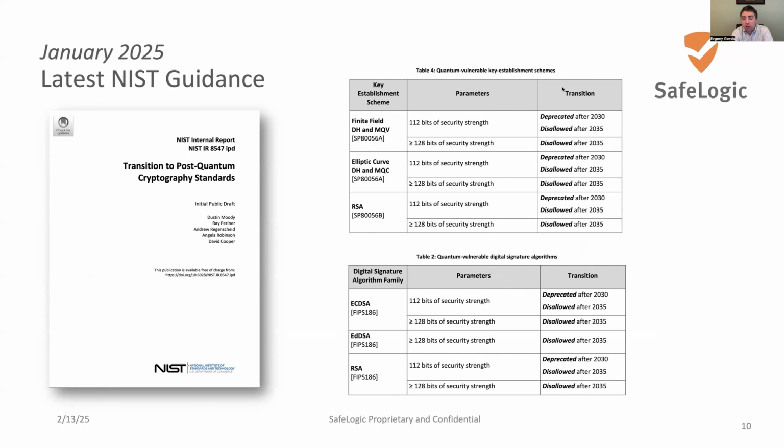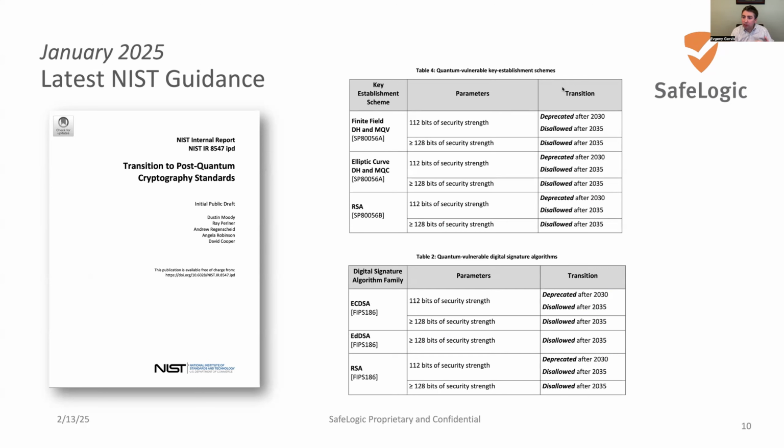NIST also recently, just in January, published some guidance. After they published the standards in August of last year, in January of this year they published essentially a roadmap of when they plan to start deprecating classical asymmetric schemes. That means, again, RSA, elliptic curves, Diffie-Hellman, stuff like that, right? That's based on either the prime number factorization or the discrete log problem. Those things will get deprecated. And most of them will get deprecated either by 2030 or by 2035.